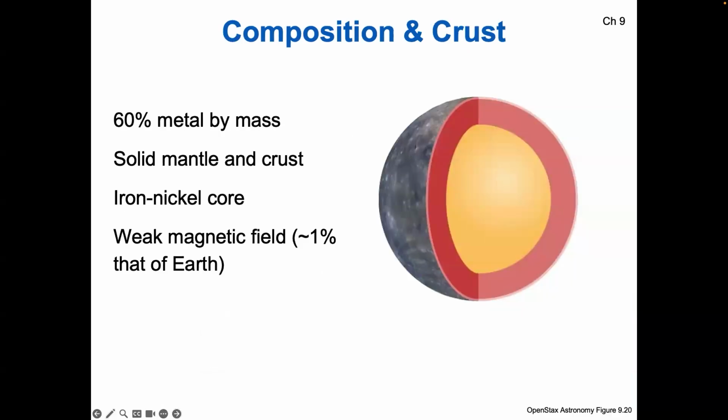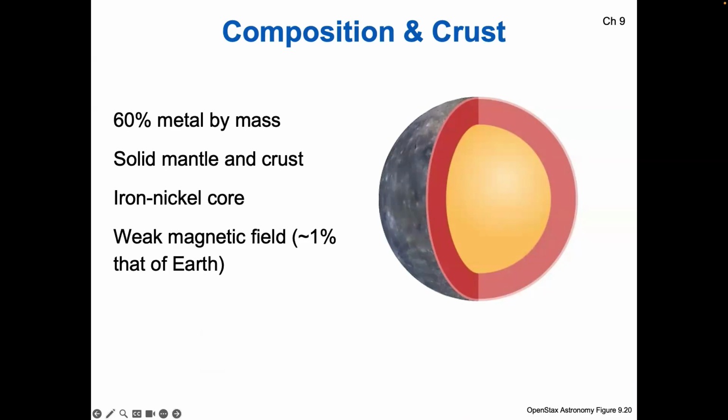So, composition and crust. It is about 60% metal by mass and has a solid mantle and crust with an iron-nickel core. It actually does have, and this is fun, a weak magnetic field. By weak, I mean about 1% that of Earth. So you're not going to use your compass to figure out how to travel on the surface of Mercury.